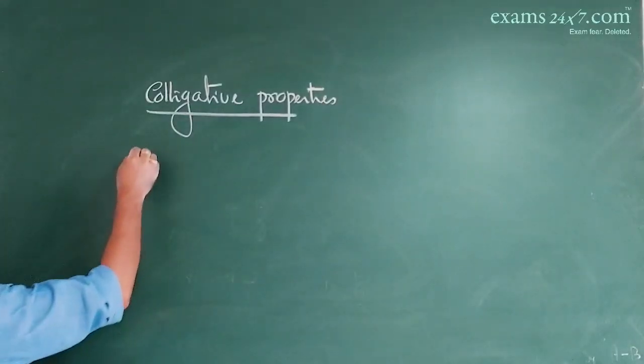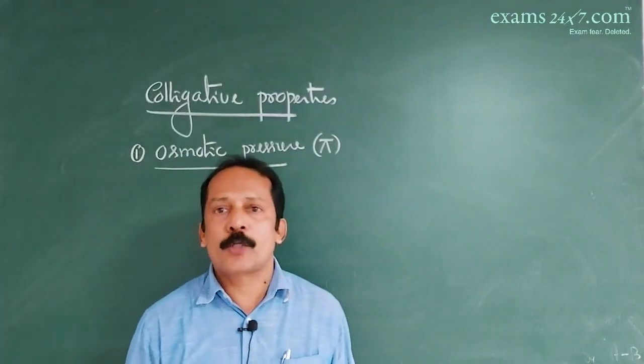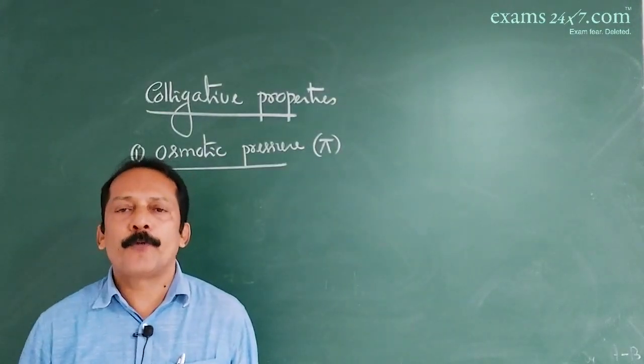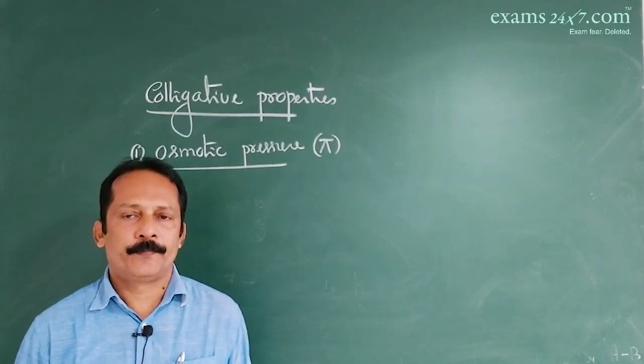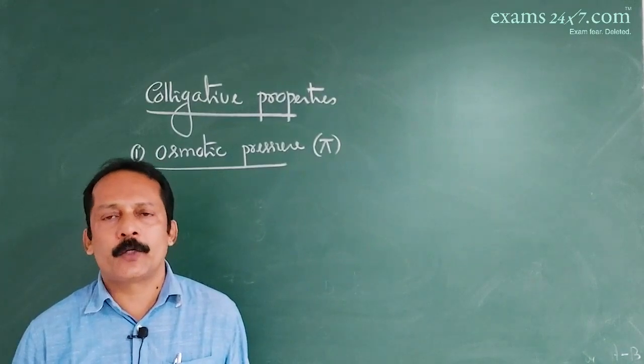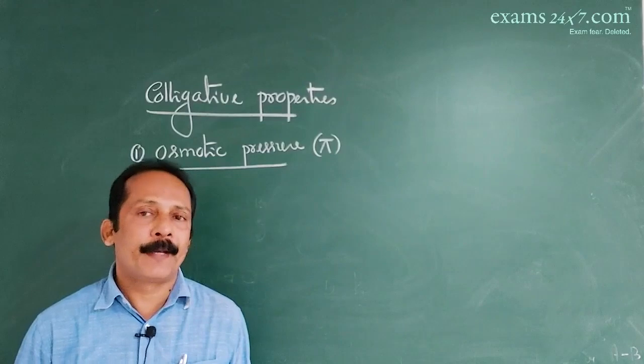First, osmotic pressure. To know osmotic pressure, we should know the term osmosis. Osmosis is defined as the flow of solvent from dilute solution to concentrated solution through a semi-permeable membrane.